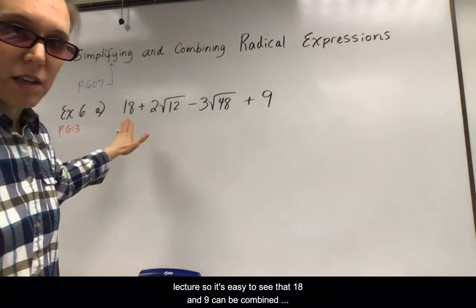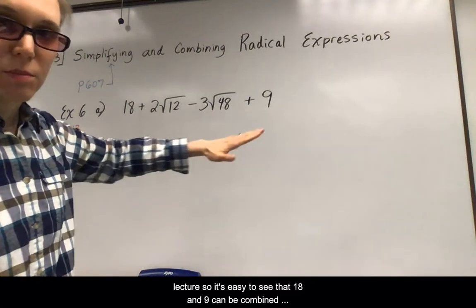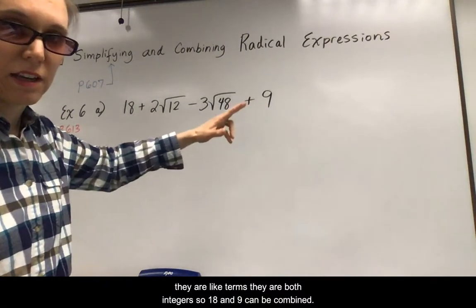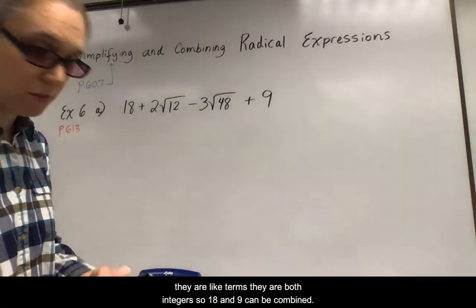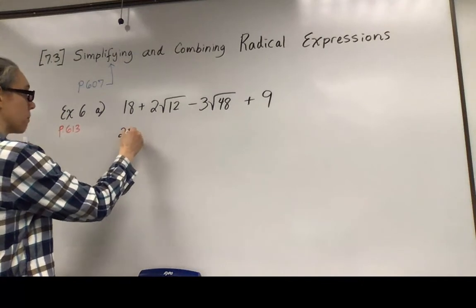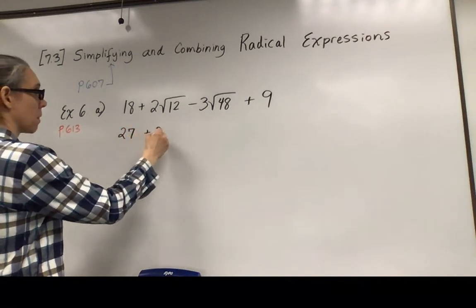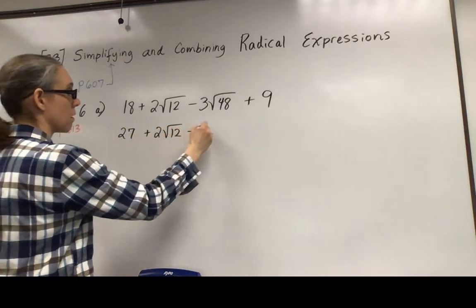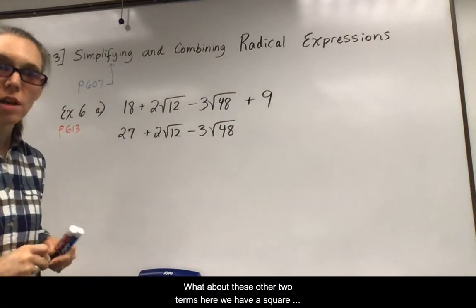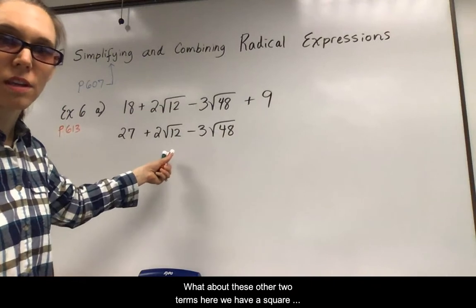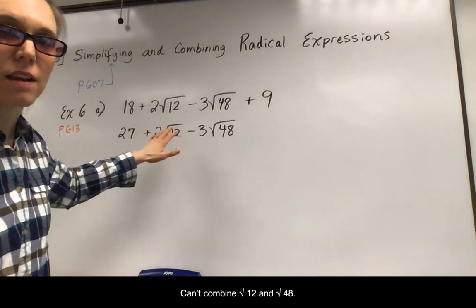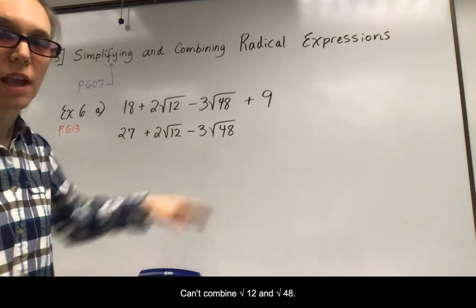So it's easy to see that 18 and 9 can be combined. They are like terms. They are both integers. So 18 and 9 can be combined to be 27. But what about these other 2 terms? Here we have a square root of 12 and a square root of 48. You can't combine square root of 12 and square root of 48.